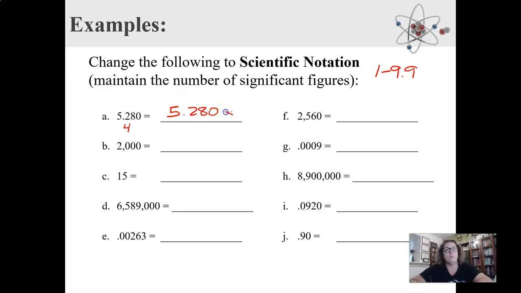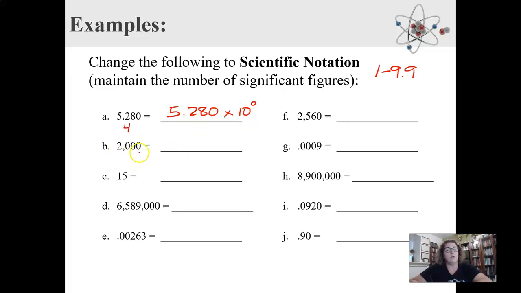So 5.280, if you don't move the decimal, then you don't move the decimal. So it becomes times 10 to the 0. Okay, because 10 to the 0 means 1. So 5.280 times 10 to the 0 is still the same number, 5.280.